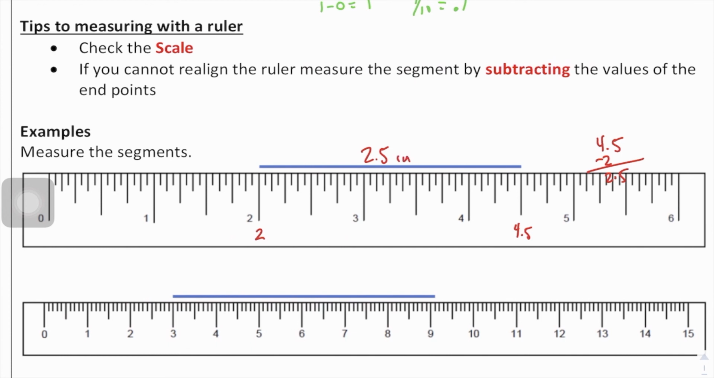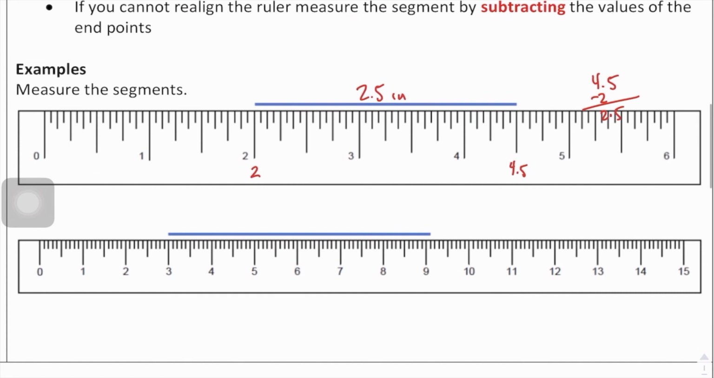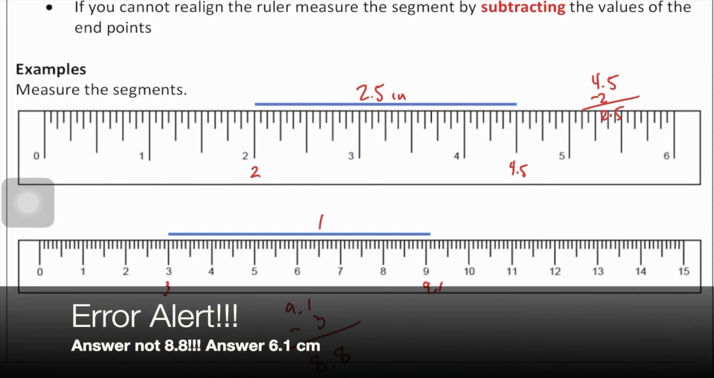Next one. Again, I cannot realign this ruler, so I can just do the subtraction. Here I have a 3, and it looks like I have a 9.1. So 9.1 subtract 3 gets me 8.8. So this is 8.8 centimeters.